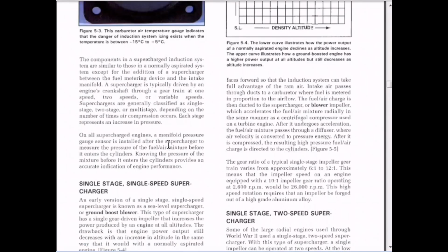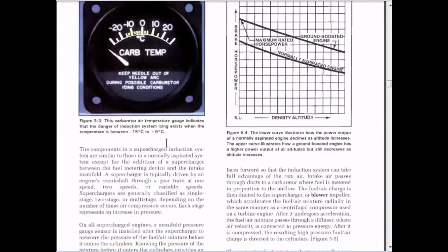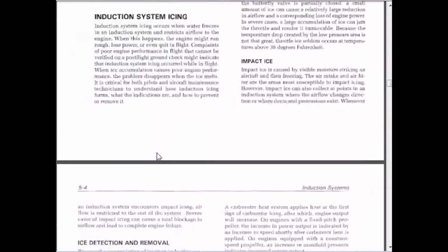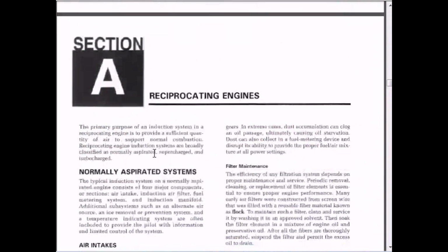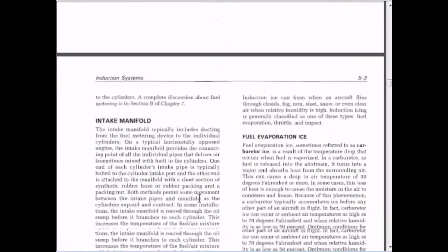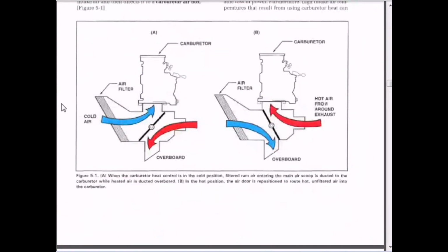Both are compressors, but the supercharger is driven by the gears or the crankshaft, while the turbocharger is driven by the exhaust gas. We'll talk about that later, but let's look at the normally aspirated engine. If you look at this picture right here, the fuel metering device is the carburetor.